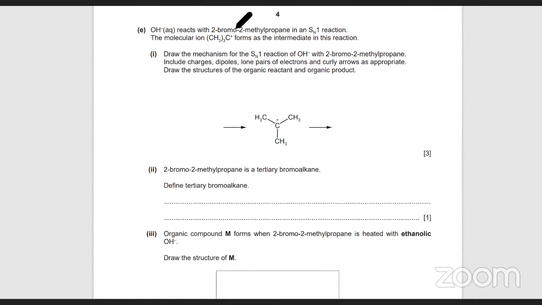अच्छा, OH ions react with 2-bromo-2-methyl propane in an SN1 mechanism. The molecular ion forms as an intermediate in this reaction. Draw the mechanism for the SN1 reaction of OH minus 1 with... पहले तो figure out करना है what is this, 2-bromo-2-methyl propane.